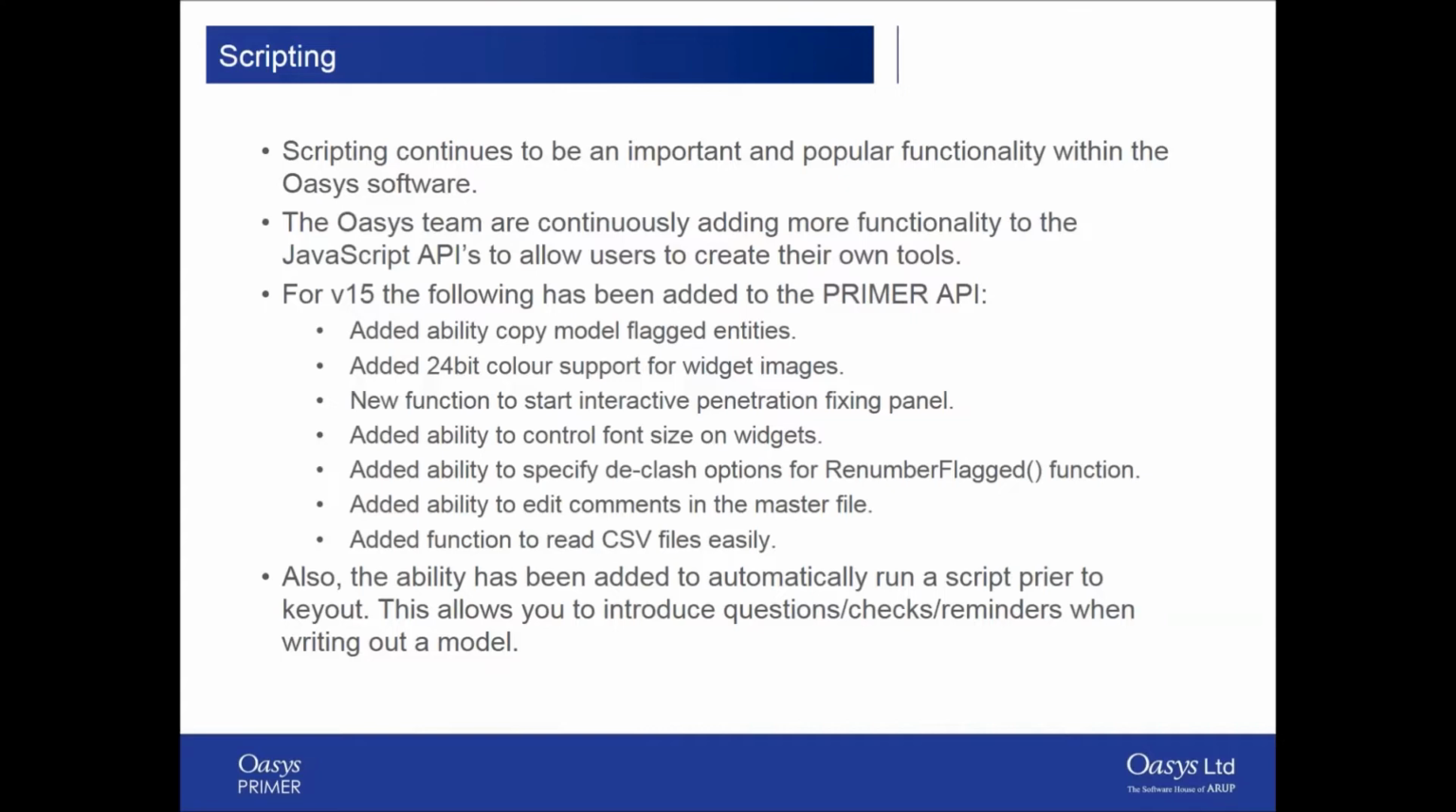We've added functionality to read CSV files easily, control the font size on widgets and that sort of thing. So there's quite a few new features in there. And we've also added the ability to automatically run a script prior to keyout. People have requested this so they can ask certain questions when you're writing a model out. Have you done this? Have you added comments here? And so on.